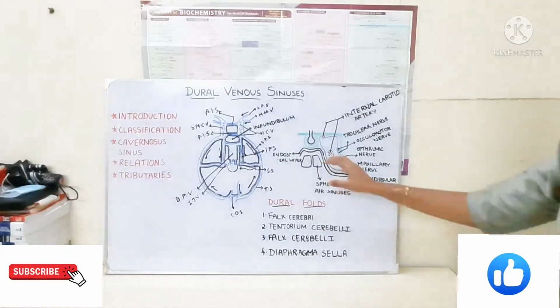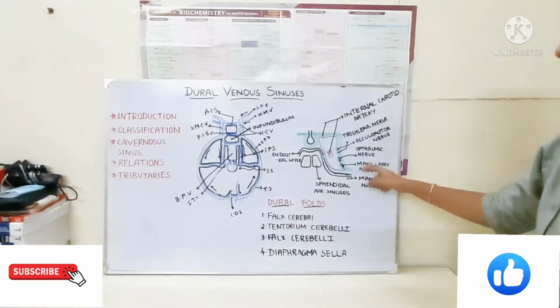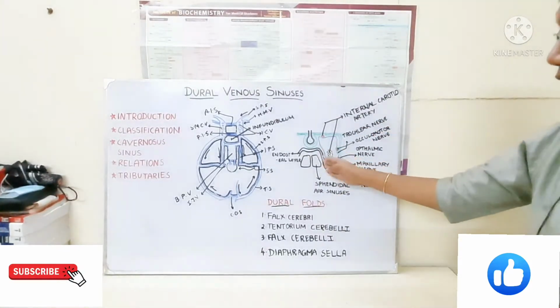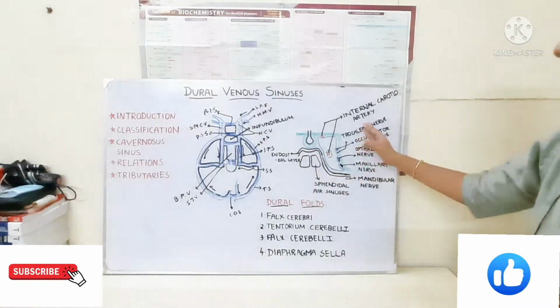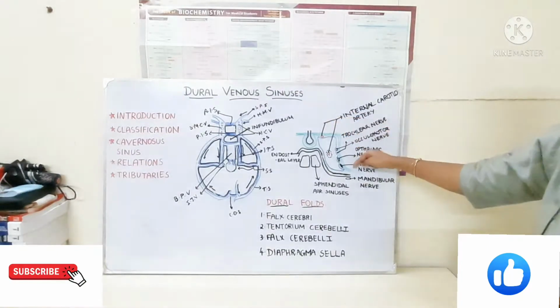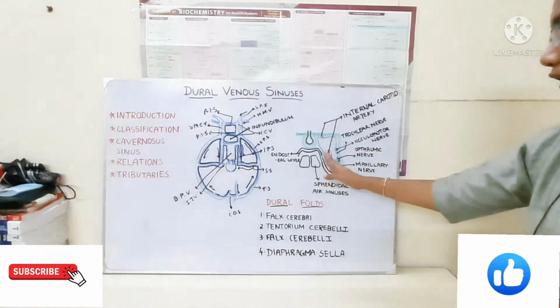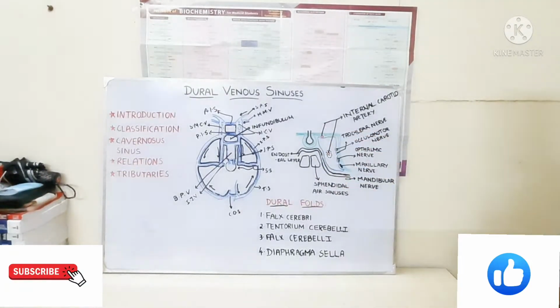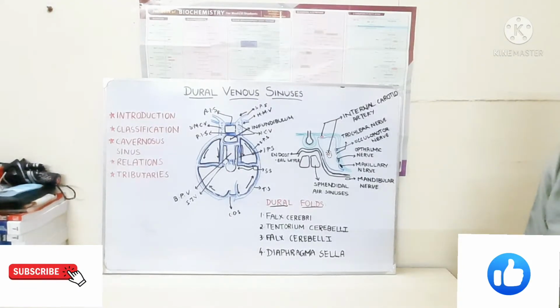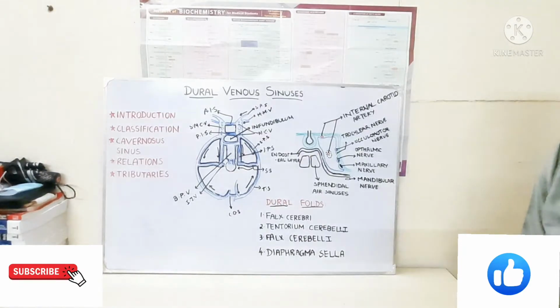And so this is a cross section of the cavernosus sinus, and as you can see, the medial wall and the floor of the cavernosus sinus is formed by the endosteal layer of the dura mater, and the lateral wall and the roof is formed by the meningeal layer of the dura mater. So the medial wall and the floor is formed by the endosteal layer, the lateral wall and the roof is formed by the meningeal layer. Anteriorly, the cavernosus sinus is limited by the superior orbital fissure, and posteriorly it is limited by the petrous part of temporal bone.